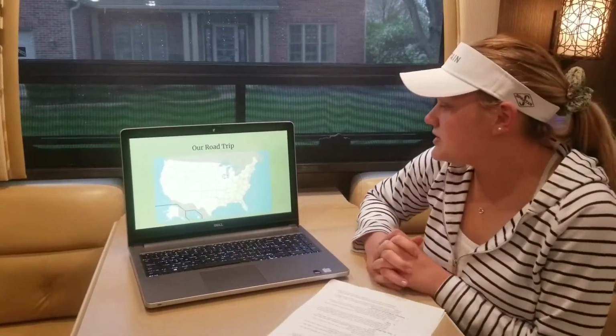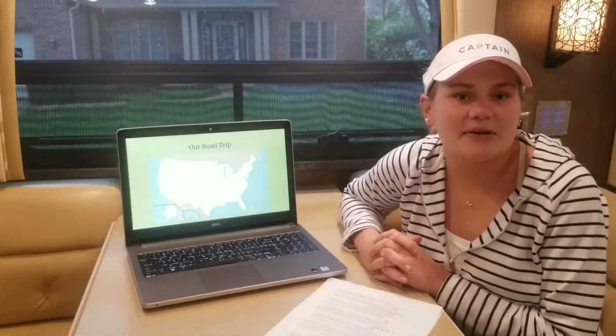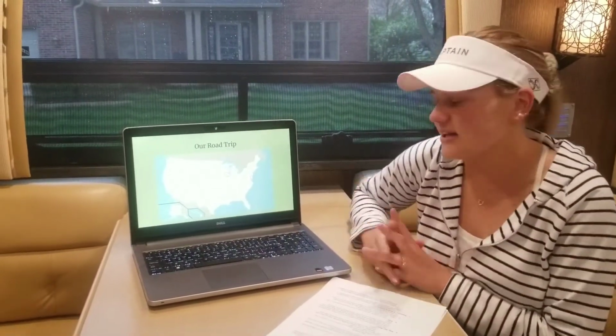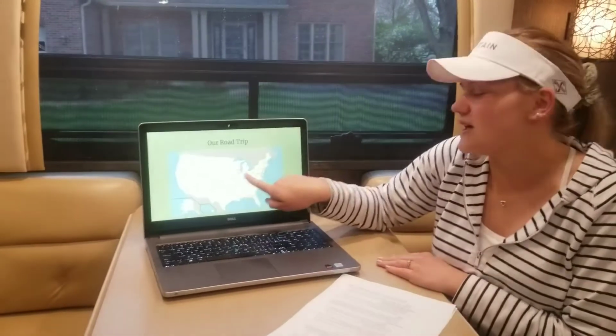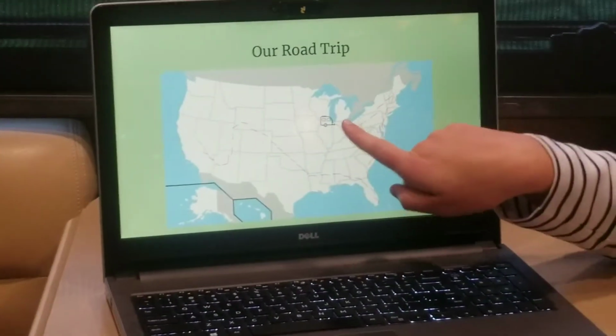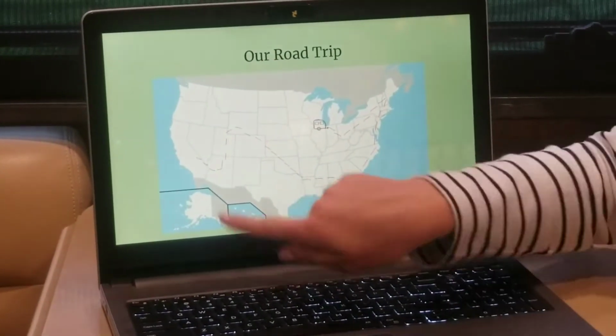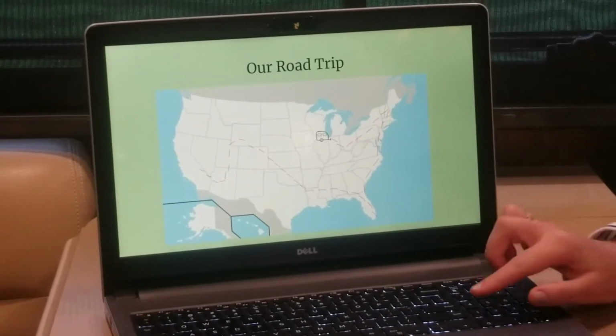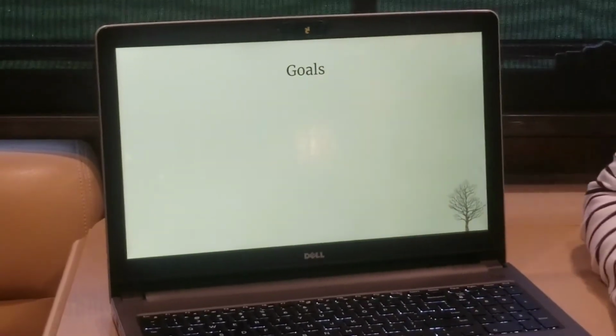So this is what I wanted to show you. This is our class map. Each time we start a new lesson, we will be moving our little RV from one location to the next. This is showing our whole road map as a class. Next I want to go into our goals.